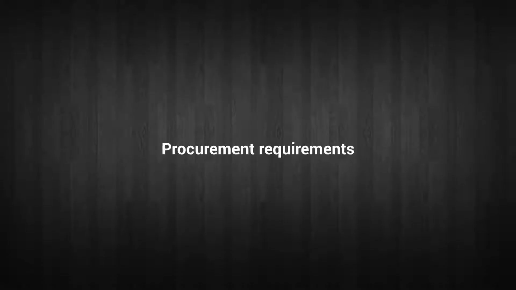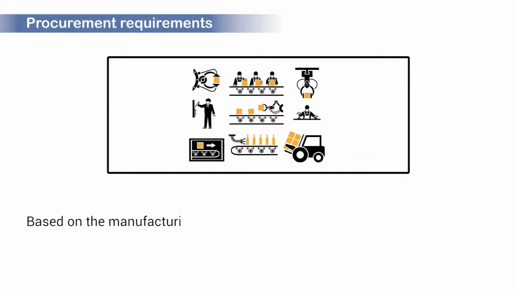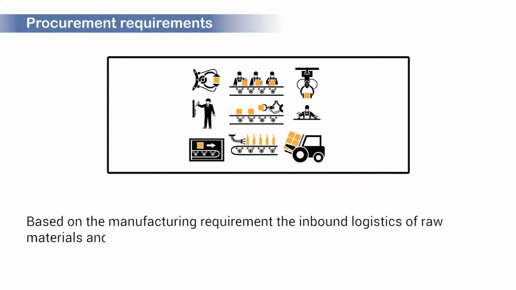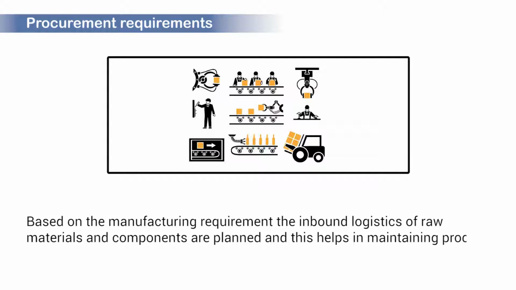The next element is procurement. Procurement requirements are based on the manufacturing requirement. The inbound logistics of raw materials and components are planned, and this helps in maintaining the product supplies continuously.